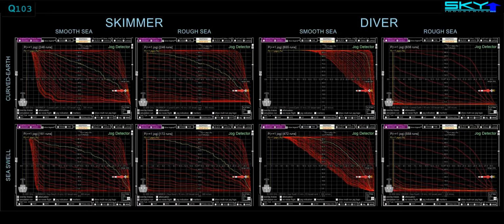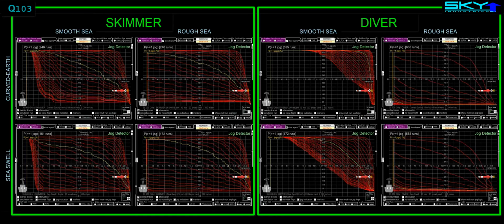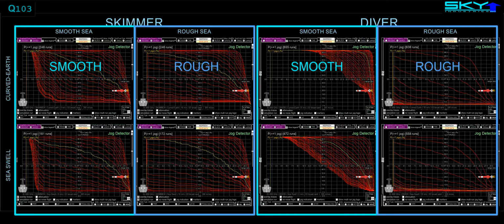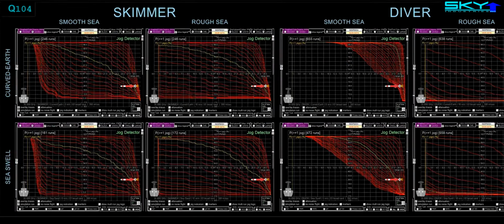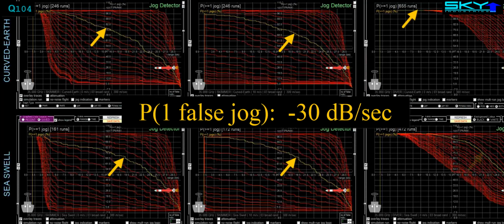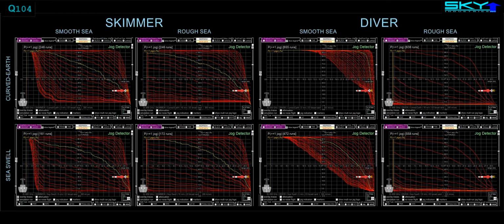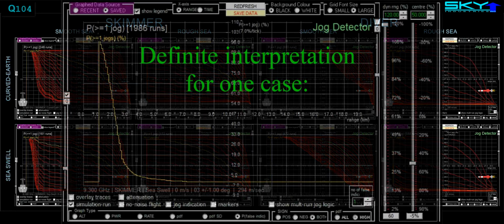Here are the results for all 8 test cases for the Ka-band missile, sea skimmer and high diver, curved earth and sea swell propagation, smooth and rough sea. The orange line in each graph is the probability of at least one false jog indication if the jog detection threshold is set at minus 30 dB per second. Now, we're a bit hamstrung in interpreting some of these graphs because we haven't yet established the meaning of the probability curves, except for one case.